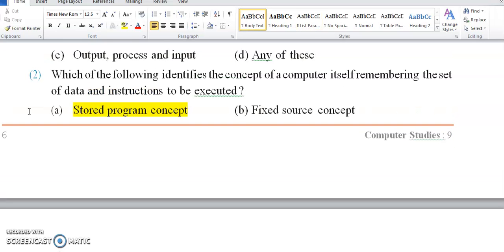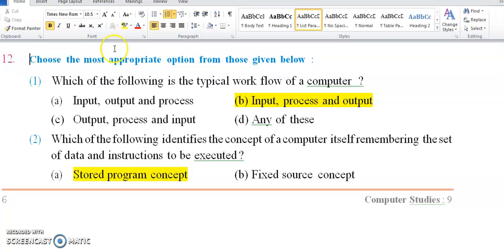And another question is: choose the most appropriate option from those given below. Which of the following is the typical workflow of a computer? So we input data, process it, and it gives output on the monitor. Do you remember the definition of computer? Computer is an electronic machine which processes data and gives us information. Which of the following identifies the concept of computer itself, remembering the set of data and instruction to be executed? Whatever data given by us, it is executed by the computer.